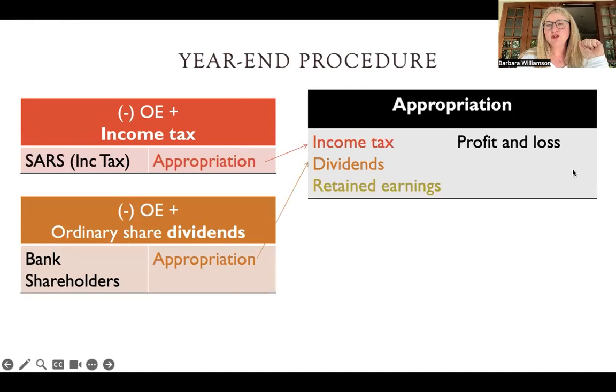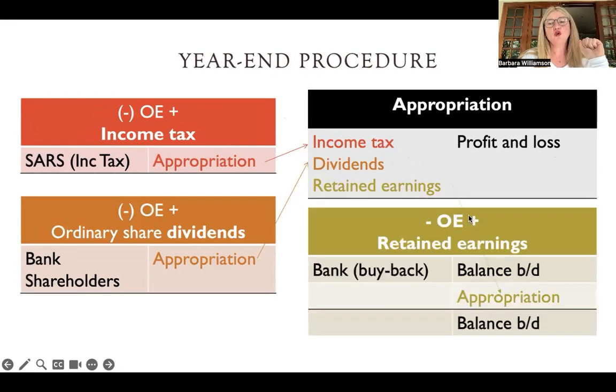The profit and loss would come in on the credit side. We can see the closing transfers of income tax and dividends, and then anything that's left over would go to your retained earnings account.